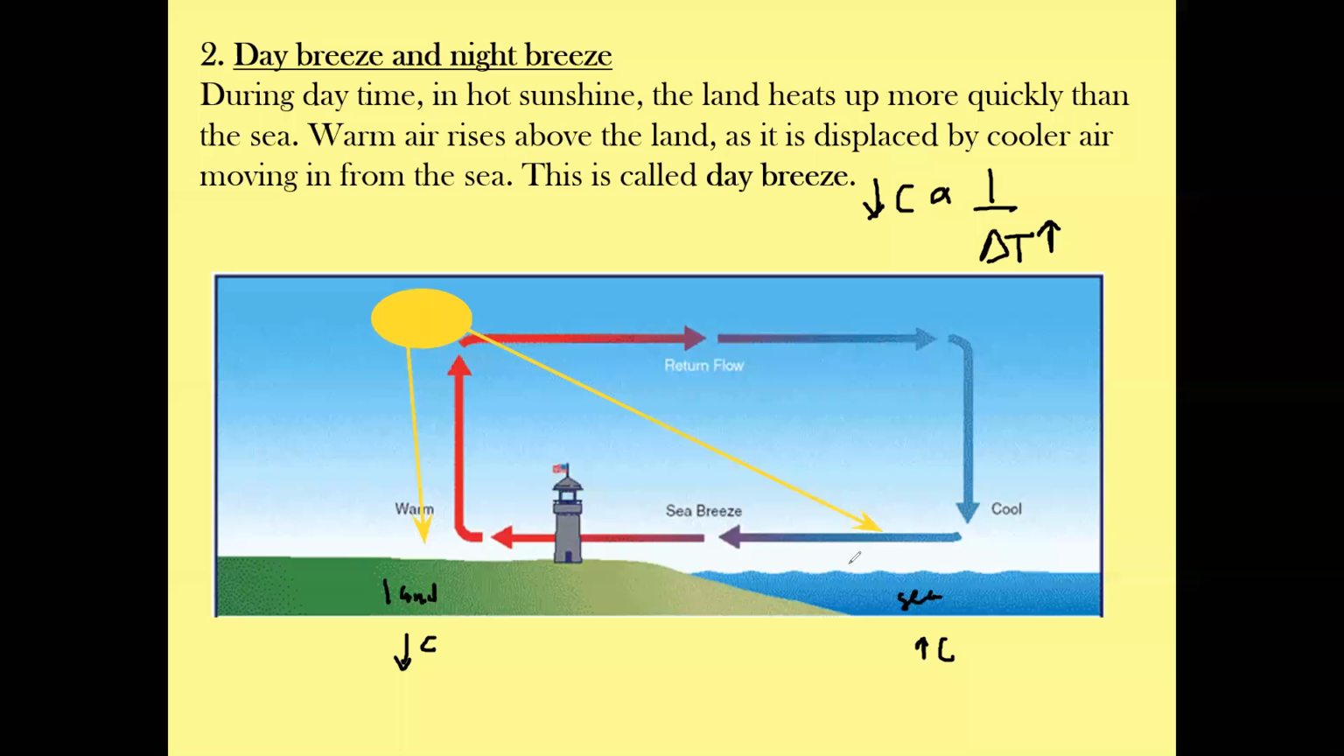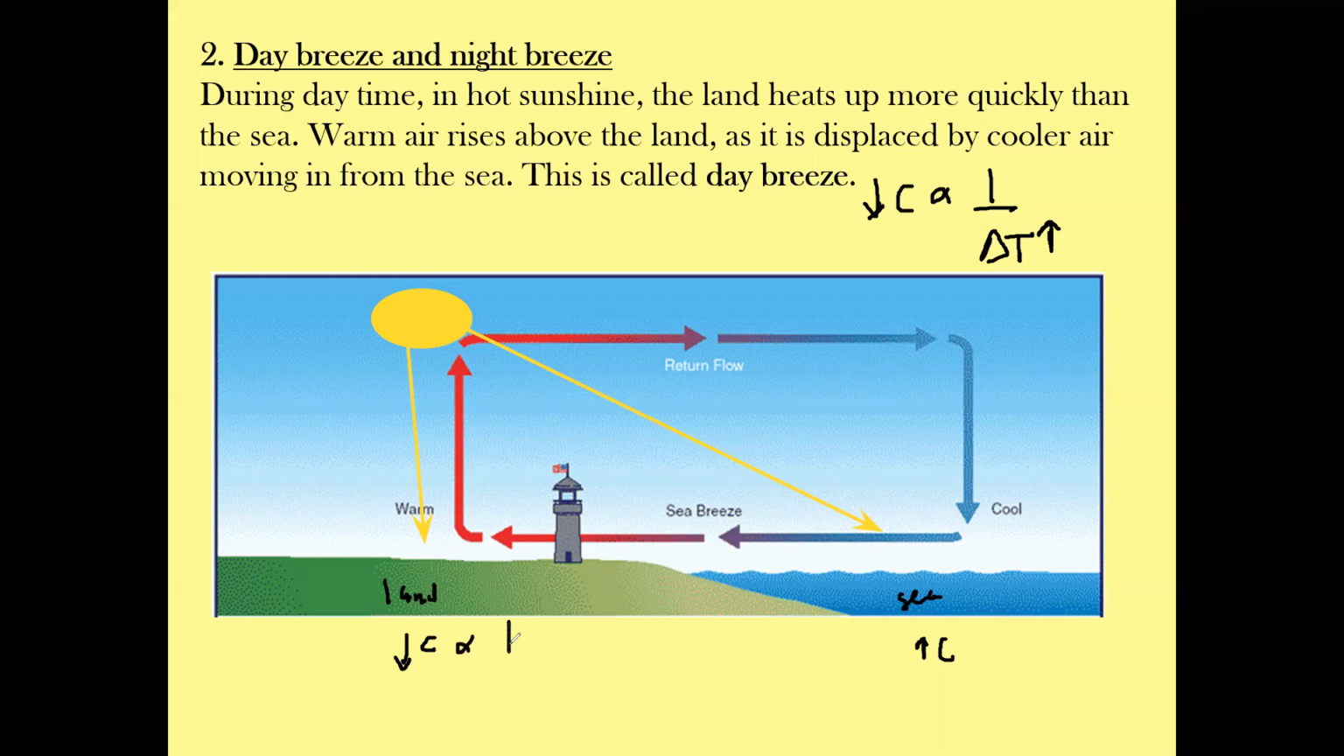Which will show a greater change in temperature, land or sea? If the same amount of heat is supplied to both land and sea, the specific heat capacity of the land is smaller and the specific heat capacity of the sea is greater. So which one shows a greater change in temperature? So land will show a greater change in temperature because specific heat and temperature change are inversely proportional.